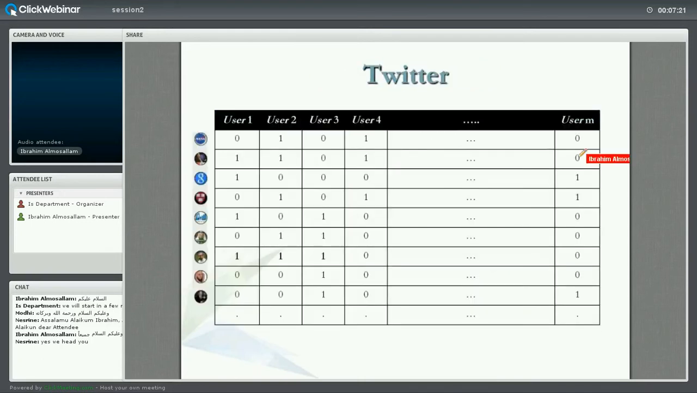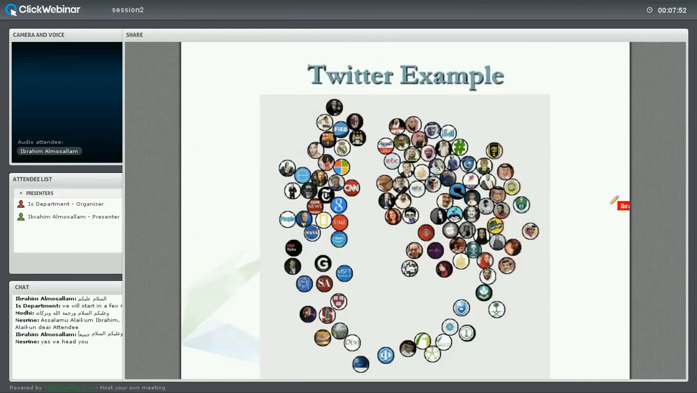Let's go to a social network example now. I can do the same thing with a Twitter dataset. Say you have these accounts and you know who follows who. So one here means that user 2 follows NASA, for example, and so one means user i follows account j. If you apply the same technique and visualize the first 2 dimensions, what you get is something like this.